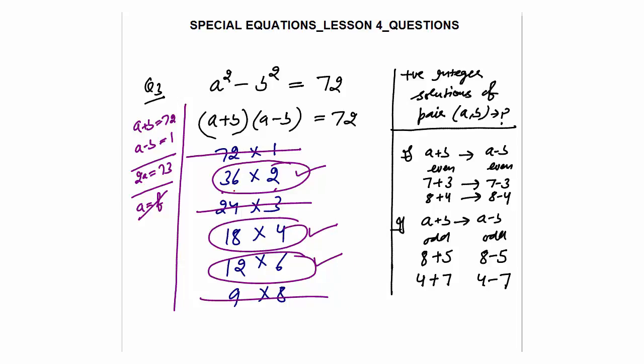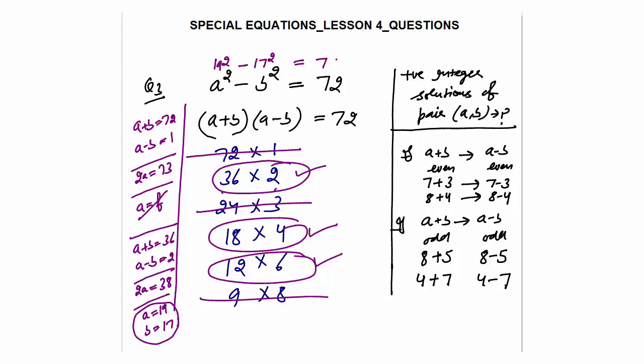Now if you solve this, this will be valid. a plus b is 36, a minus b is 2. I am just solving here. On the right hand side, a plus b is 36, a minus b is 2. If you add this, 2a is equal to 38, a is equal to 19. a is 19 and then b would be equal to 17. So 19 plus 17 is 36, 19 minus 17 is 2. And this is valid. 19 square minus 17 square will give you 72. So 3 possible solutions are there. So the answer, the number of positive integer solutions, is 3.